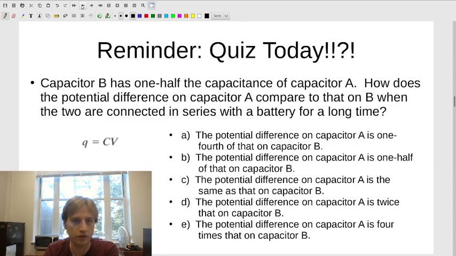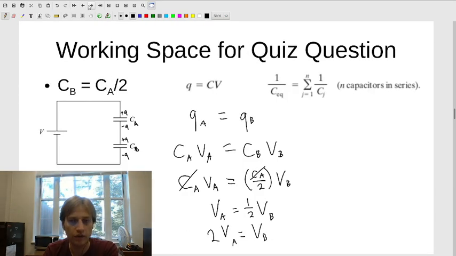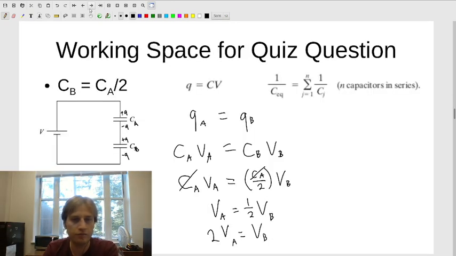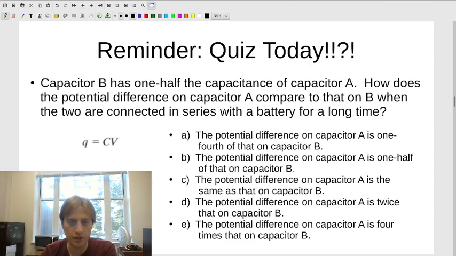Okay, so going back here, the voltage across B is 2 times the voltage across A. And it's asking about the potential difference on A in terms of B. So we have the voltage difference across A is 1/2 the voltage difference across B. Okay, let's see which one is the answer there. The potential difference on capacitor A is 1/2 that on capacitor B. There we go.